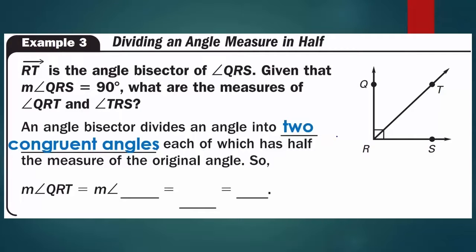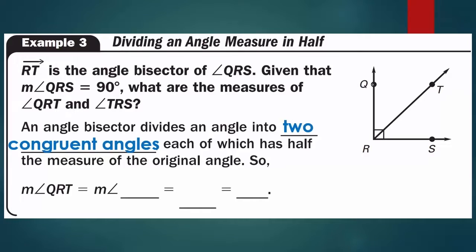Example 3, dividing an angle measure in half. Ray RT is the angle bisector of angle QRS. Given that the measure of QRS is 90 degrees, what is the measure of angle QRT and angle TRS? Well, we know that an angle bisector divides an angle into two congruent angles, or two equal angles, each of which has half the measure of the original angle.